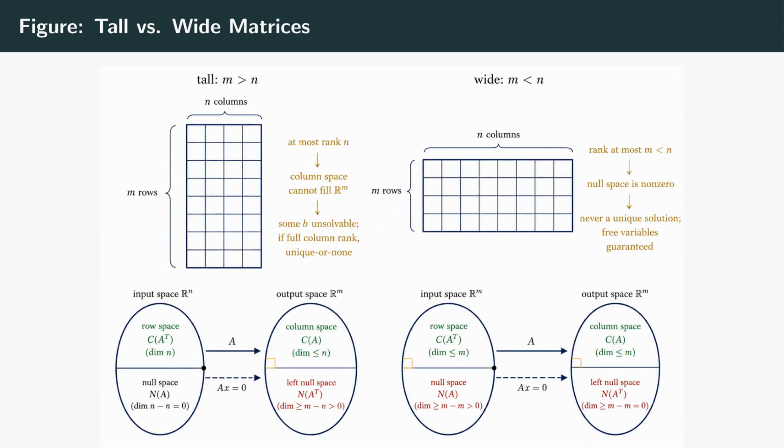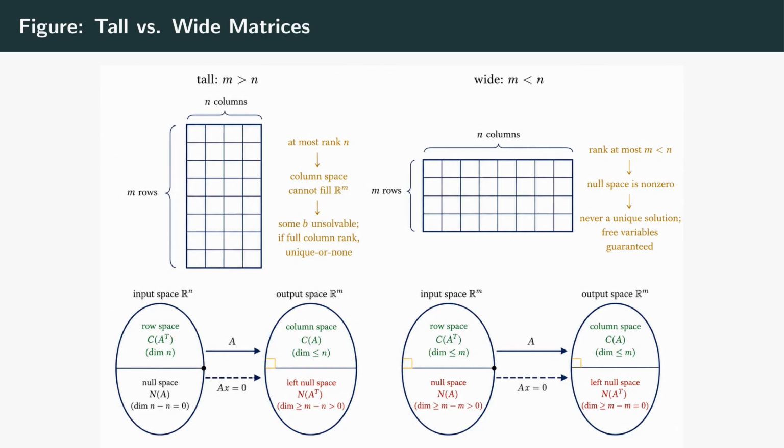The shape of a matrix already hints at how it behaves. On the left, a tall, narrow matrix with more rows than columns, m greater than n. Its rank can be at most n, which is less than m, so its column space can never fill the whole output space. That means some right-hand sides b simply cannot be reached, and the system may have no solution. The little big picture icon underneath shows a large left null space soaking up the extra output dimensions.